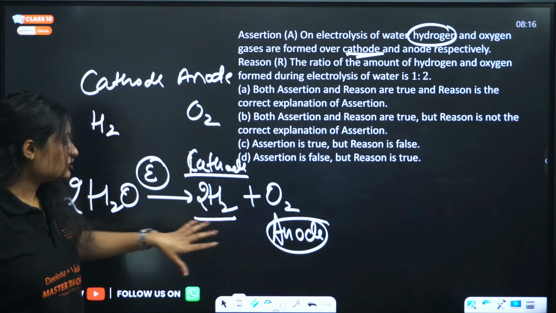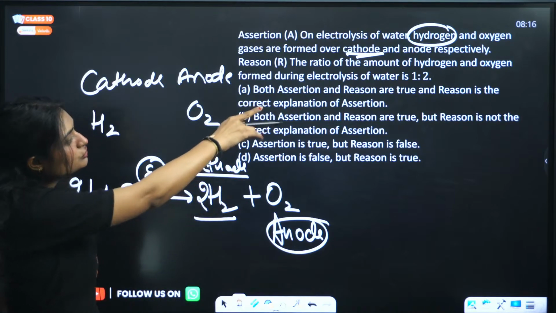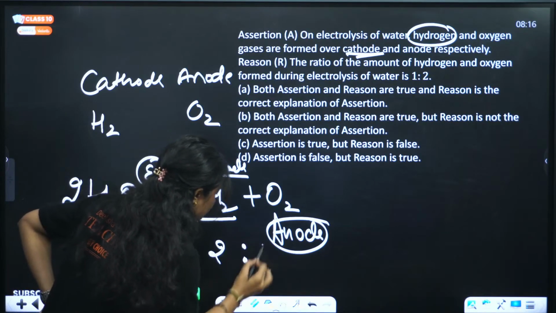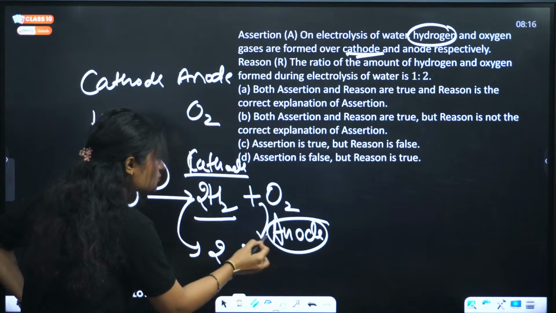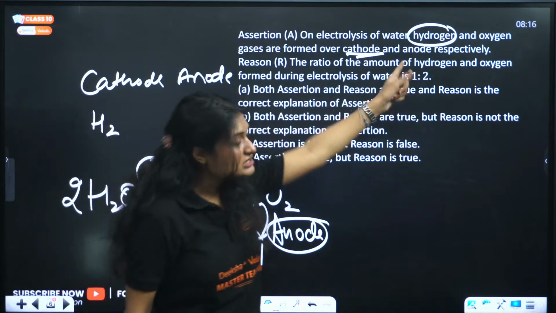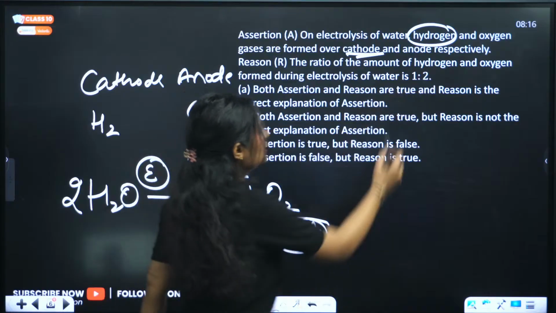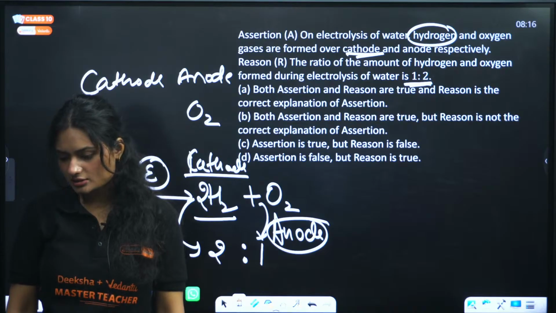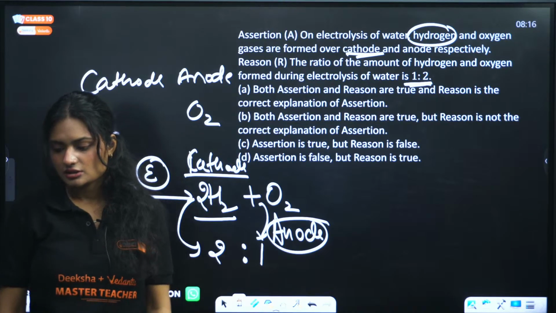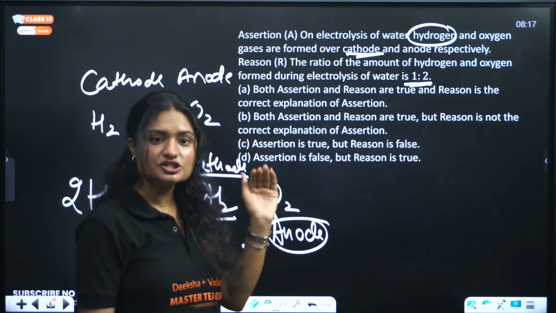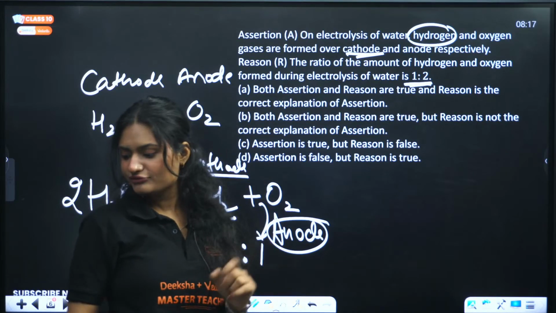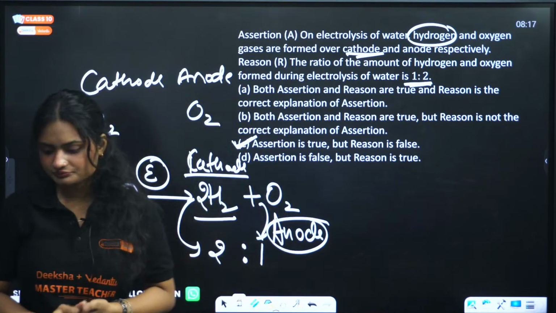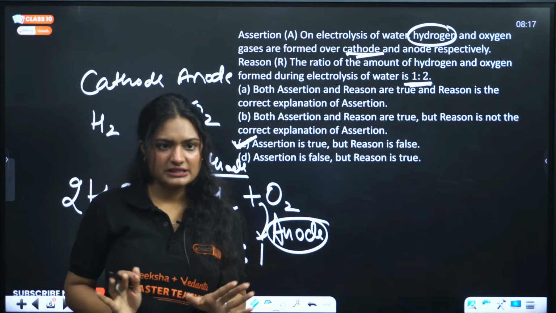Clear? But the ratio of hydrogen and oxygen formed during electrolysis is 2:1. That is, hydrogen is 2 and oxygen is 1. Here it is written hydrogen is 1 and oxygen is 2. So how can B be the correct answer? The correct answer is: assertion is true, but the reason is false. That is option number C. I hope it is clear now.